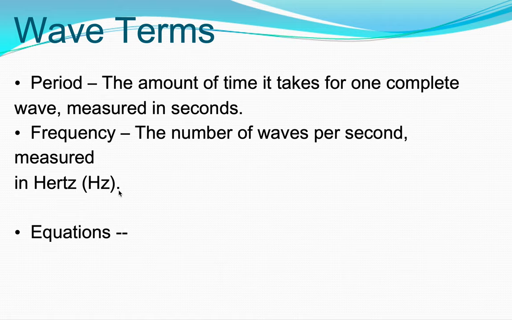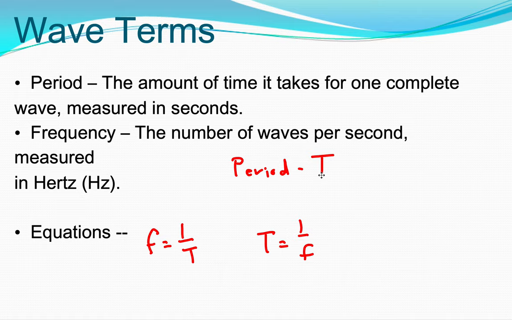Now, frequency and period are inverses of each other. So the frequency is equal to 1 over the period, and the period is equal to 1 over the frequency. Now, period, you guys, our shorthand for it is a capital T, not a small t. A small t is time, a capital T is the period. So the time for one cycle is equal to 1 over the cycles per second, or the cycles per second is equal to 1 over how long it takes for one cycle.